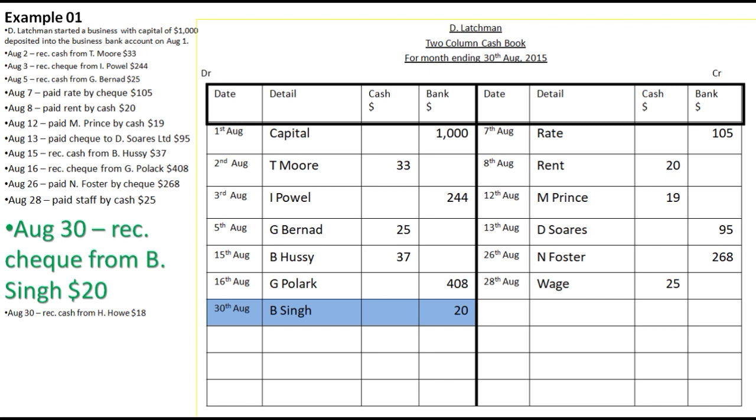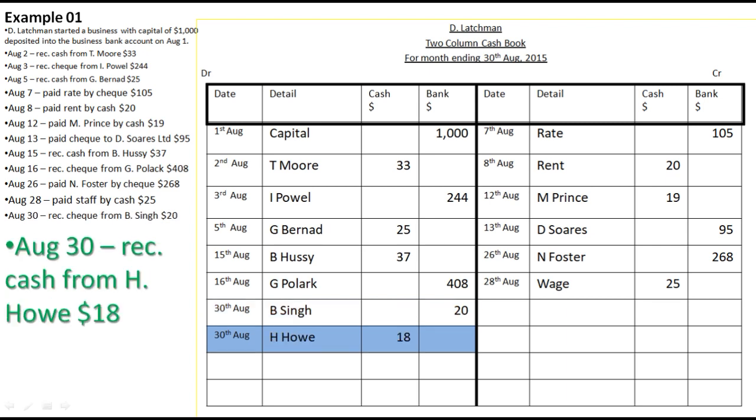August 30th, received check from B. Singh, $20. We're receiving money this time, so we place that transaction on the debit side. We're receiving that money from B. Singh and we're receiving a check of $20, so we record it under the bank account. 30th August, received cash from H. Howie, $18. We're receiving cash again from H. Howie. So we place in the detail column who we are receiving from, H. Howie, and we are receiving cash, so we place the $18 under the cash account.